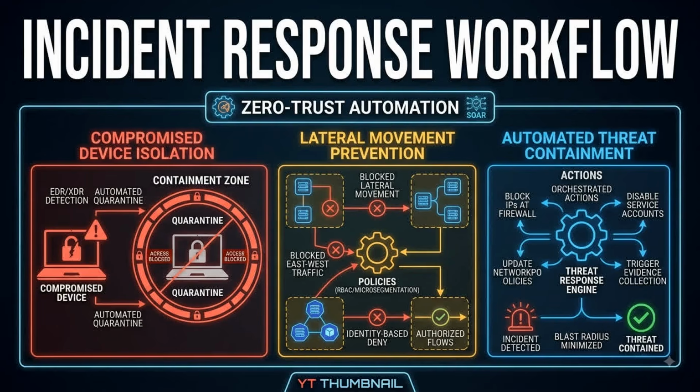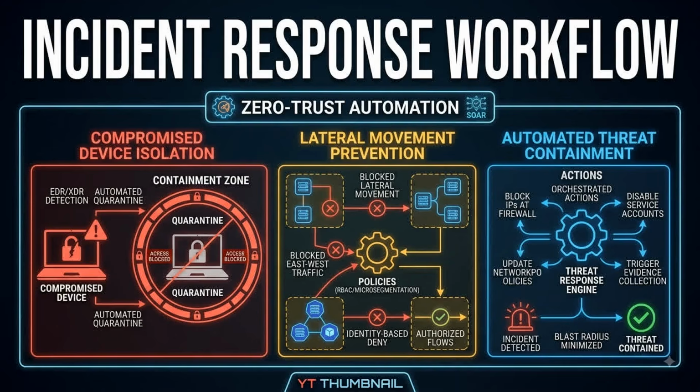Network policies block unauthorized traffic. East-west traffic between systems is blocked. Policies enforce identity-based access control. Unapproved service-to-service flows are denied. The attacker cannot escalate privileges. The attacker cannot spread the breach.